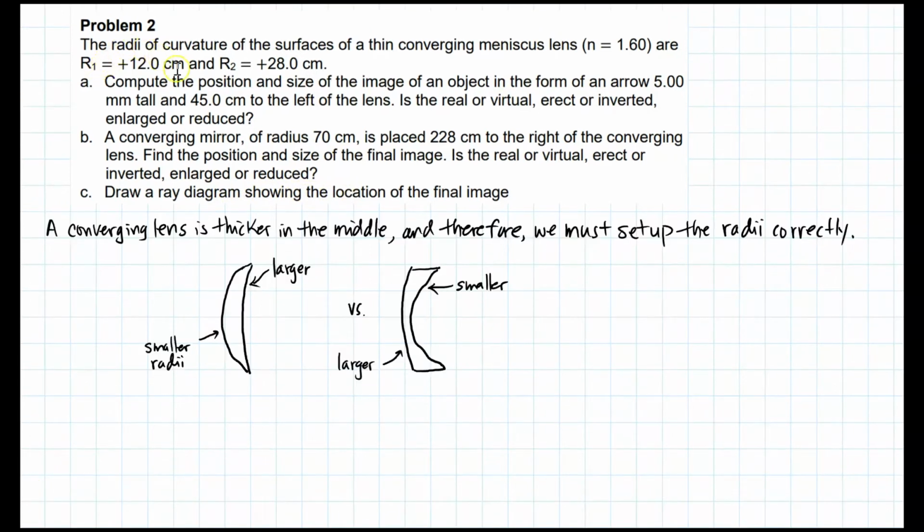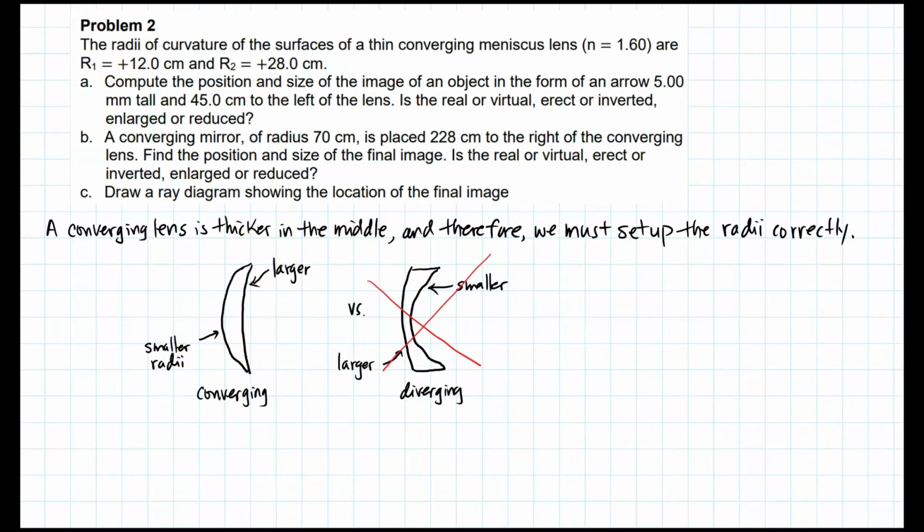First thing that we got to do is get the focal length of the lens. So I have R1 at 12, R2 at 28. A converging lens is thicker in the middle, and therefore we must set up the radii correctly. If I have the smaller radius on the outside and the larger on the inside, you could see this is thicker. If I switch these around, the larger versus the smaller makes it thinner in the middle. Therefore, this is the one we want. So the smaller radius is 12, the larger one is 28 centimeters.